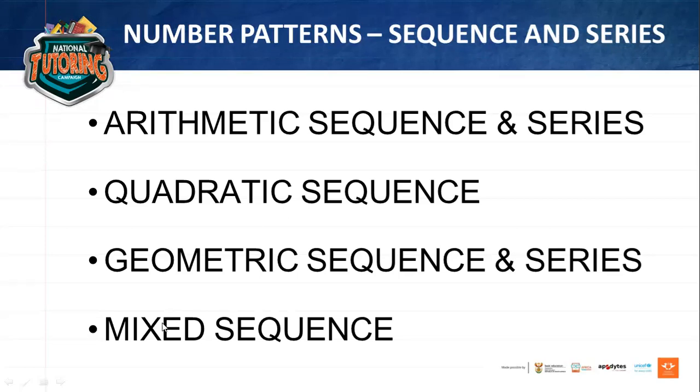And at times, you'd find that an examiner is able to give you a mixed sequence. Maybe it's a fraction whereby the numerator might be an arithmetic sequence and the denominator might be a geometric sequence. So those types of sequence we call mixed sequences. It can be a mixture of arithmetic and geometric sequence.